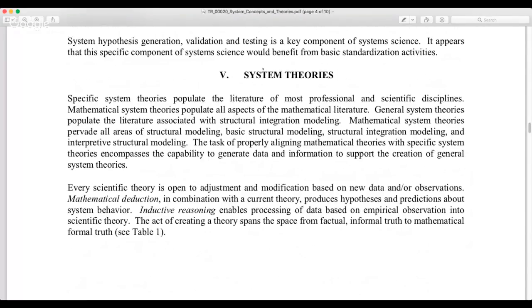Okay, so specific system theories populate the literature of most professional scientific disciplines, right? Mathematical systems theories, of course, are in mathematics. General systems theories are associated with structural integration modeling, and mathematical systems theories pervade all areas of structural modeling, basic structural modeling, structural integration modeling, and interpretive structural modeling. The task of properly aligning mathematical theories with specific system theories encompasses the capability to generate data and information that support the creation of general systems theory.